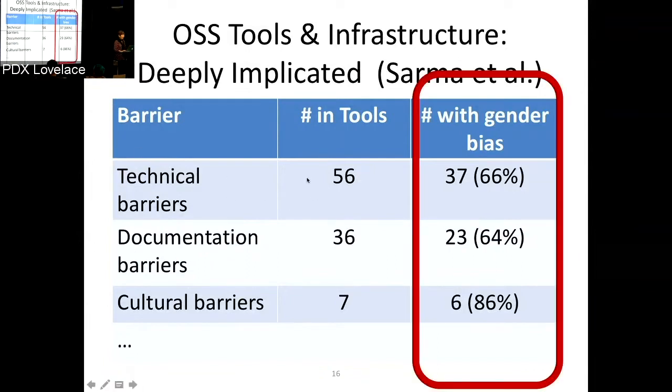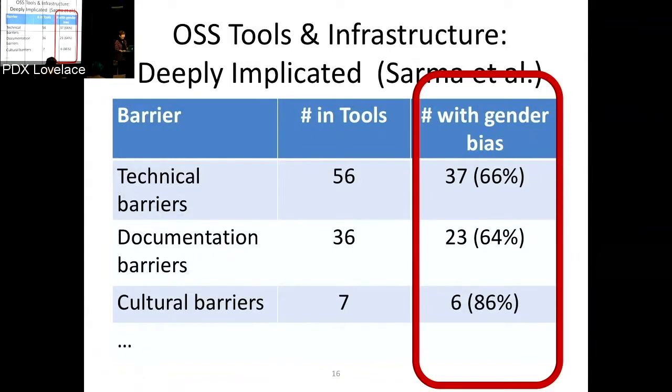Here's one set of results. So they found some technical barriers, basically usability bugs in tools, and 2/3 of those had gender biases in them. Okay, documentation barriers, about 2/3 had gender biases. Cultural barriers, and these are still embedded in the tools and infrastructure, not just people being nasty to each other over email, 86%, of course that's pretty small numbers, but still. Okay, now how can we understand this? This says, wow, what does this really have to do with risk?